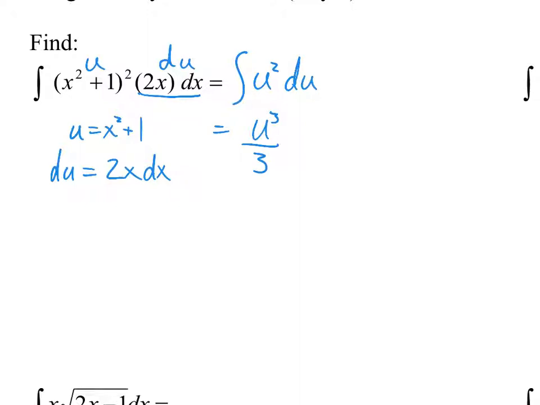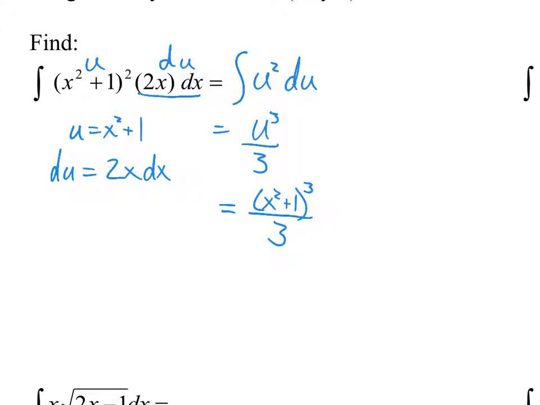Or 1/3 u to the third. At this point, remember, we didn't want the integral with respect to u, we wanted the integral with respect to x. So now we need to substitute that back in. And u is x squared plus 1. So it's (x squared plus 1) cubed over 3.